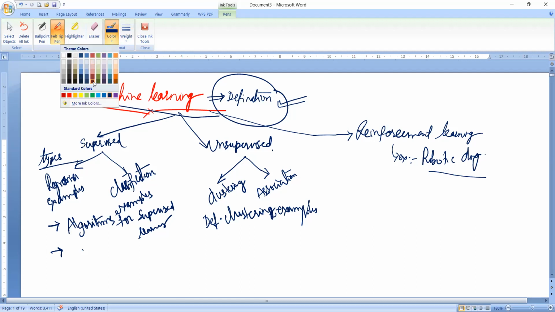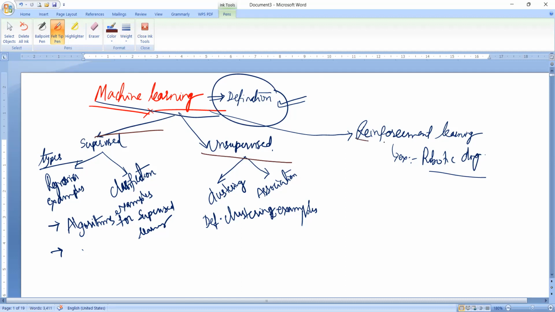There are three different types of learning techniques. One is supervised learning, another is unsupervised learning, and the third is reinforcement learning. These are the major three classifications of machine learning techniques. See here, the types of problems which use supervised learning techniques are regression and classification.